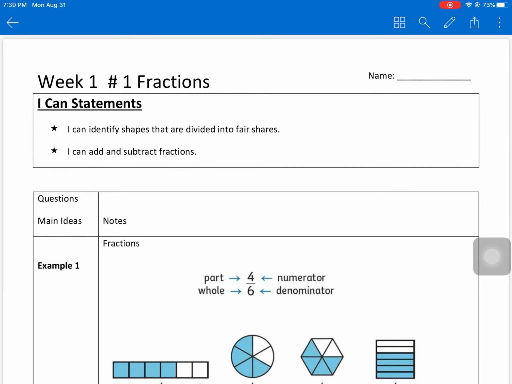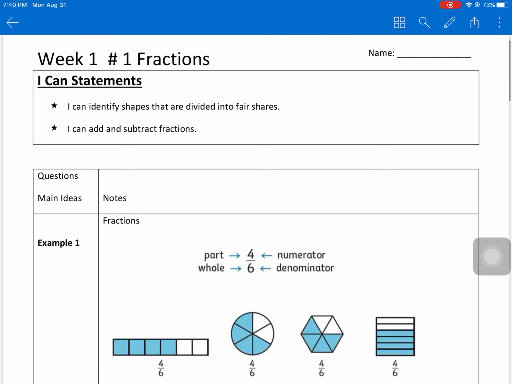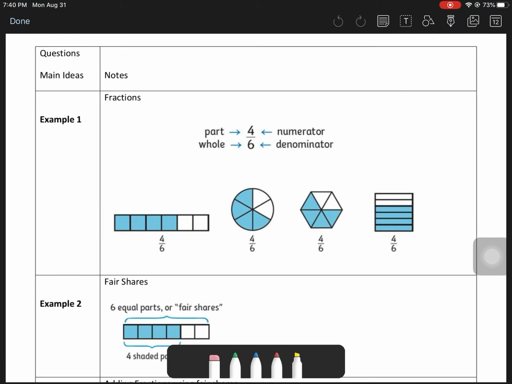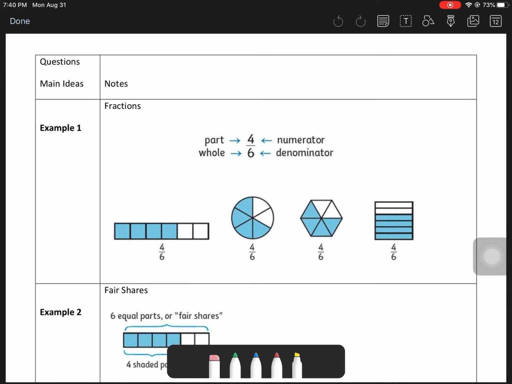In this lesson, we are going to be working on adding and subtracting fractions and also remembering what fractions are. So let's start with reminding ourselves what fractions are. Remember, a fraction is simply comparing parts to a whole. The part is the numerator, the top number of the fraction, and the bottom number of the fraction is called the denominator. And remember that the denominator is the whole.